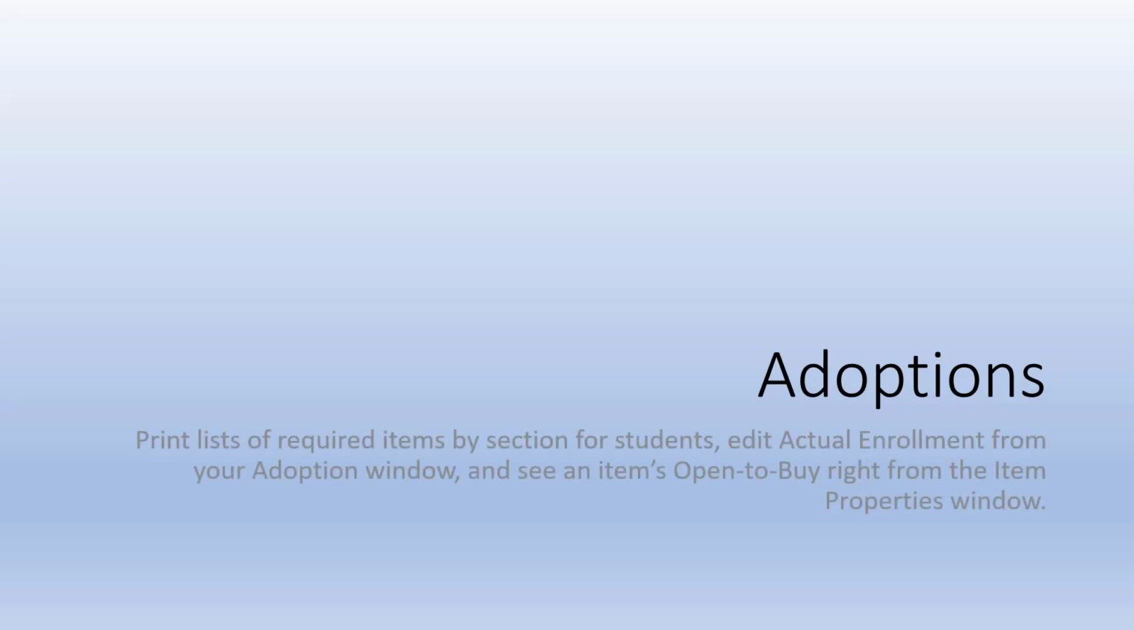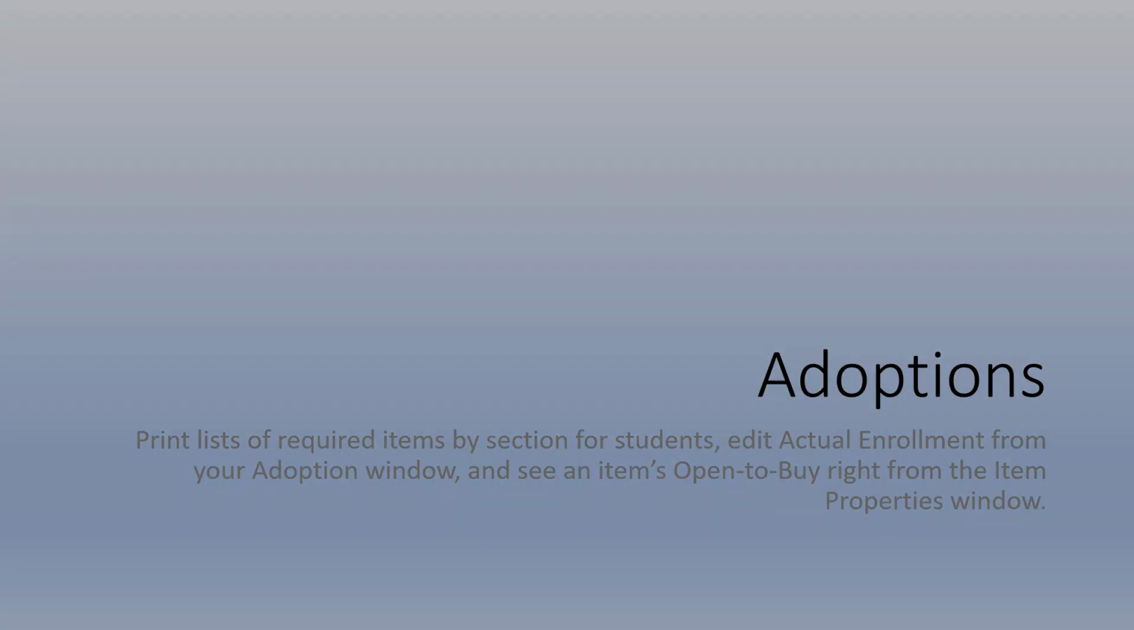Version 17 provides new levels of integration when it comes to your adoption data. You'll be able to find and report on student and instructor course lists, open to buy, and actual enrollment in new and efficient ways. You now have a quick and easy way to print or email lists of materials that students need to buy for their classes.